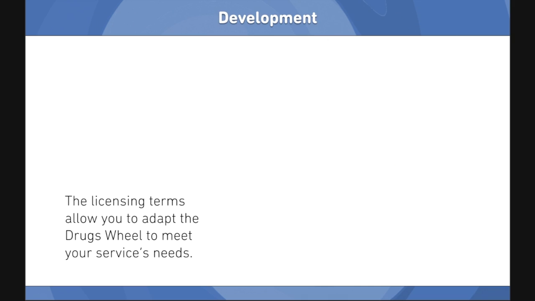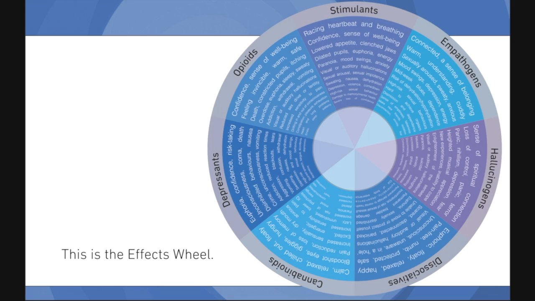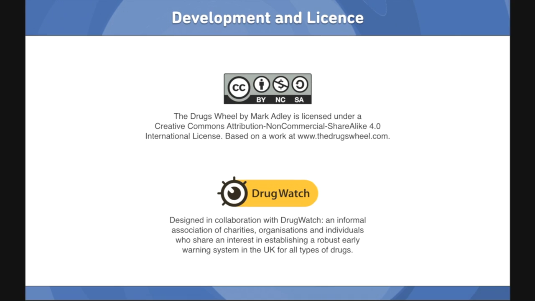The Drugs Wheel is licensed under Creative Commons, meaning that people are allowed to adapt, remix and build upon this piece of work non-commercially, as long as appropriate credit is given and that any amended work remains under a Creative Commons license. The idea behind this was to ensure that everyone has free access to the Drugs Wheel and that individuals or agencies can adapt it to meet their specific needs. For example, an addiction agency in Paris recently developed a French version, and shown here is the Effects Wheel. You're encouraged to make use of the model as you see fit.